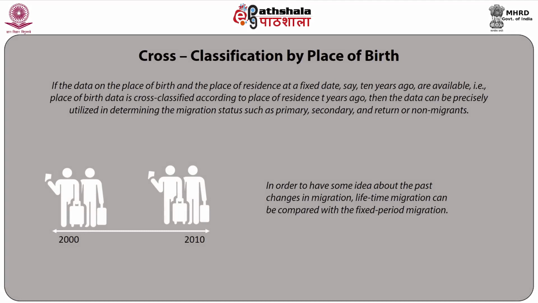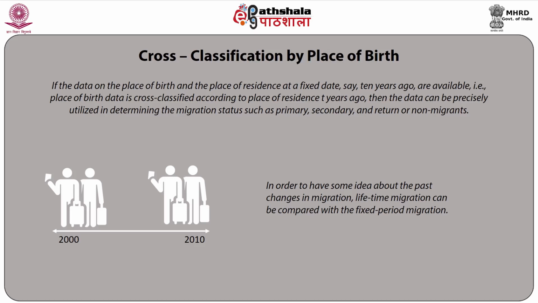Coming to cross classification by place of birth. If the data on the place of birth and the place of residence at a fixed date, say t years ago, are available, that means place of birth data is cross classified according to place of residence t years ago, then the data can be precisely utilized in determining the migration status such as primary, secondary, and return or non-migrants.